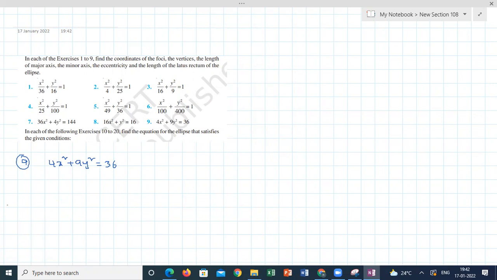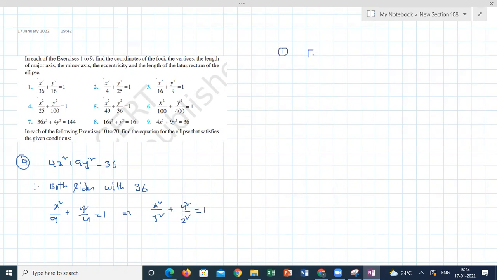After all deductions, divide both sides by 36. This will be x²/9 + y²/4 = 1, which can be written as x²/3² + y²/2² = 1.